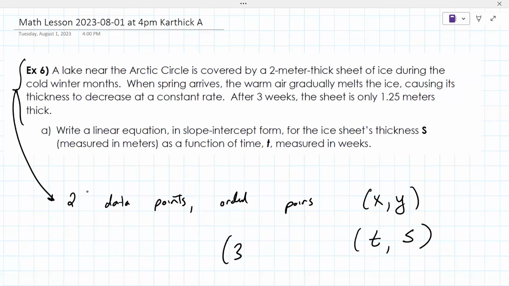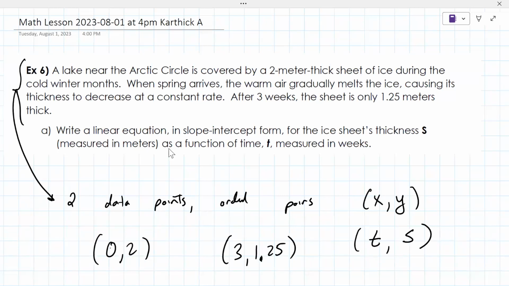3 comma 1.25. And that one's 0 comma 2. Yeah, very good.